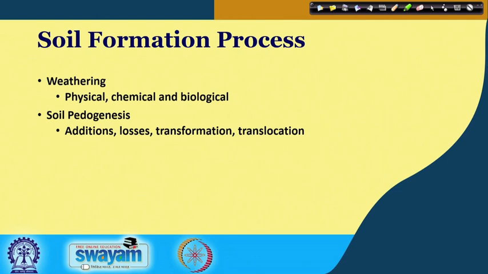Now, weathering is basically of three types. One is physical, another is chemical, another is biological. We will talk about them in detail later on. There is another process called soil pedogenesis, which is basically addition, losses, transformation and translocation of different components within the soil. Unless these two processes occur, a soil cannot be developed. So, soil formation is basically a combination of these two important steps. Let us first focus on what is weathering.